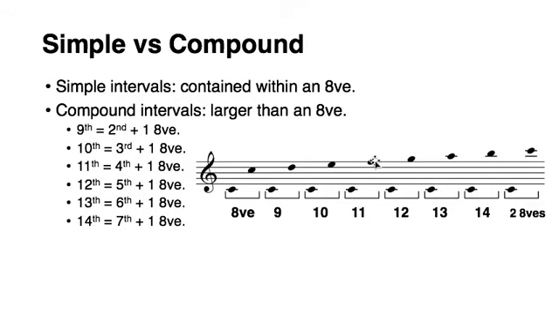C to F is an 11th. So C, D, E, F. That is a fourth, and it's an octave higher than where it would have been if it were only a fourth.